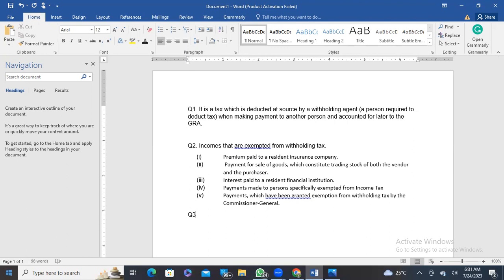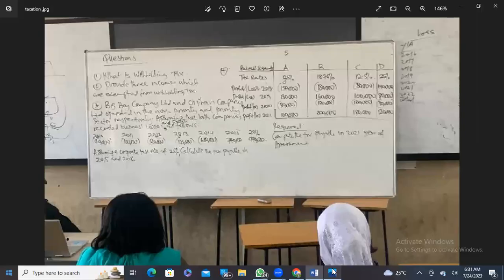Now let's look at question 3. Big Boy Company Limited and Orphan Company Limited operated in a non-production and production sector respectively, or non-profit and profit sector. I think it's going to be non-production and production sector respectively. Assuming that both companies recorded business losses and profits as follows.